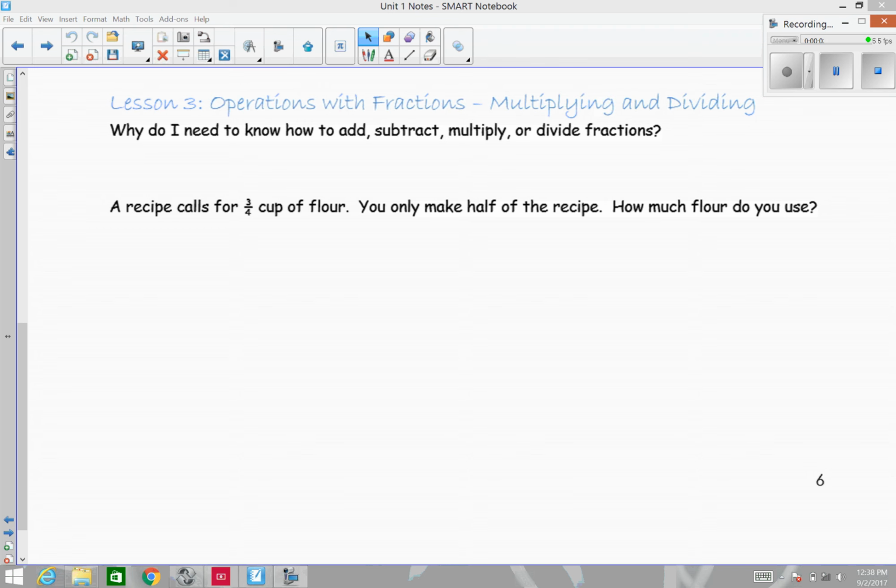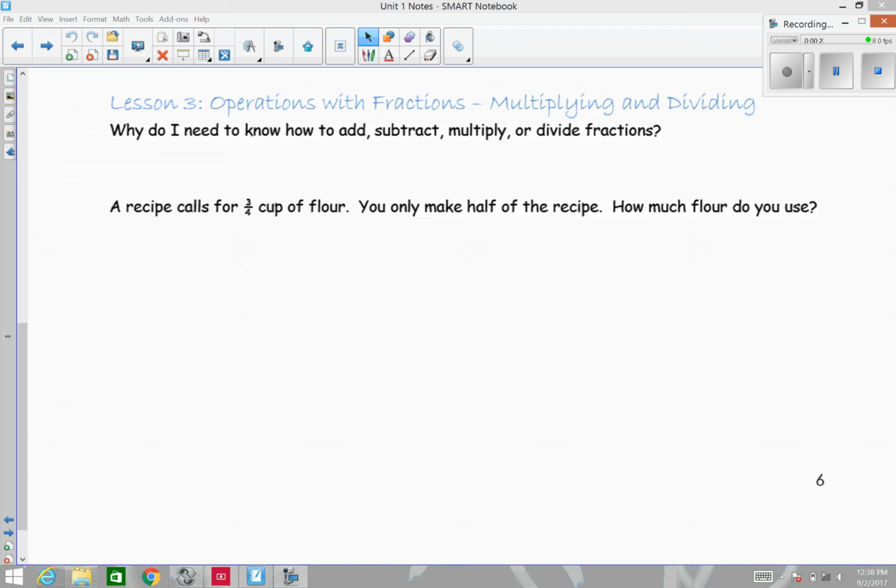Hello everybody, this is lesson 3 of unit 1. We are going to start today on operations with fractions, operations being addition, subtraction, multiplication, and division. But today we want to focus just on the multiplying and dividing of fractions, and remember fractions are rational numbers.